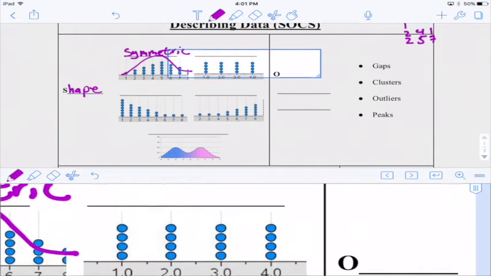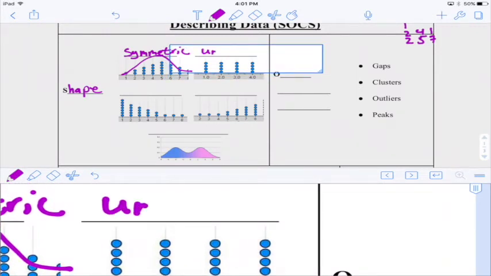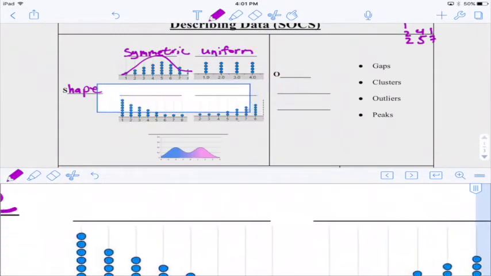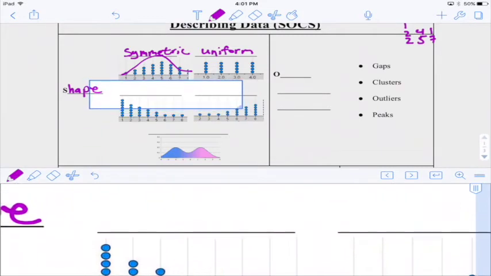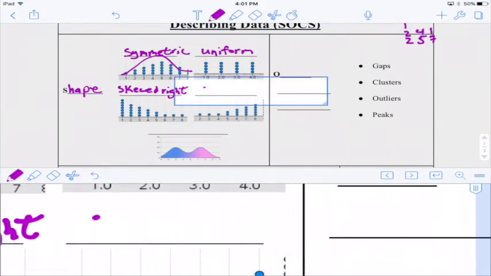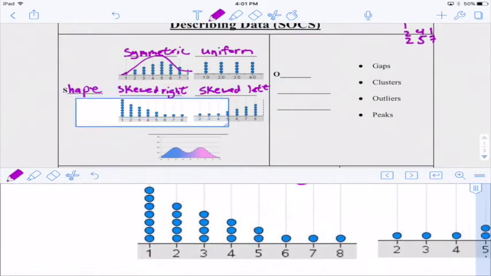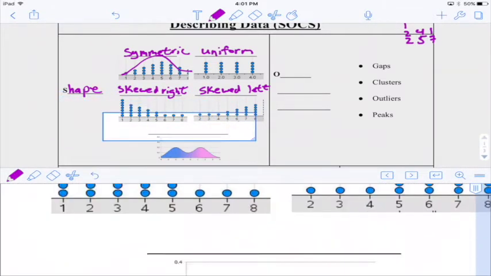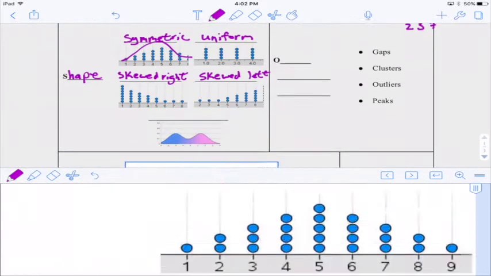This one is also symmetric, but we also call it uniform. I would say both words. I would say that this is a symmetric uniform. This one is skewed, and this is skewed right. And this one is skewed left. A nice way to remember that is wherever it trails off is where the skew is. So this one trails off at 6, 7, 8, and that's why it's skewed right. This one trails off that way.